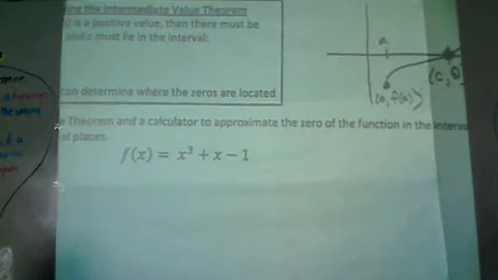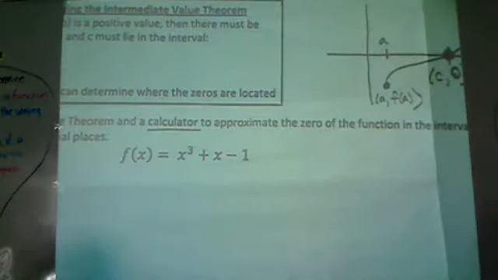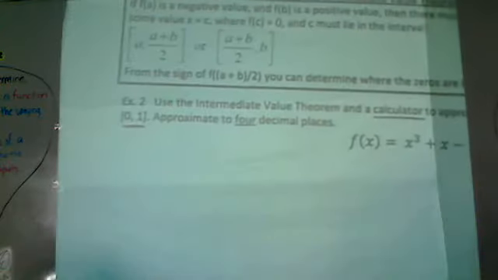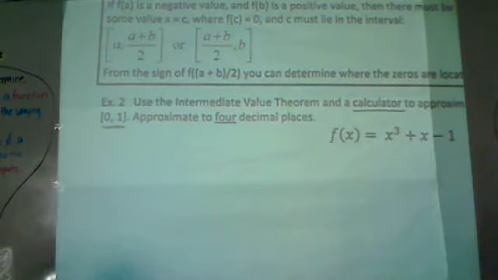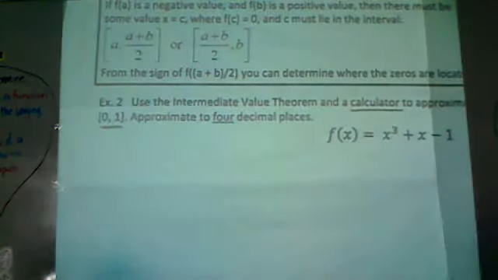Okay, we're going to use the intermediate value theorem and a calculator. Notice I did say use a calculator, so when they say that, please use your calculator, to approximate the 0 of the function in the interval from 0 to 1. We're going to approximate to 4 decimal places, which means you cannot stop until your interval has 4 decimal places in it. And here's the function we are going to be using.